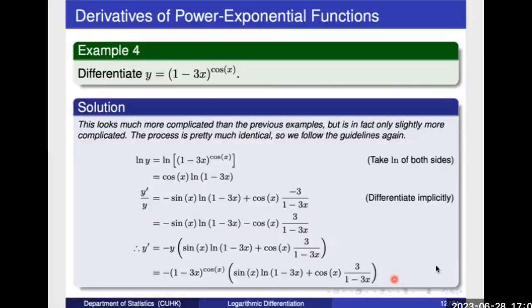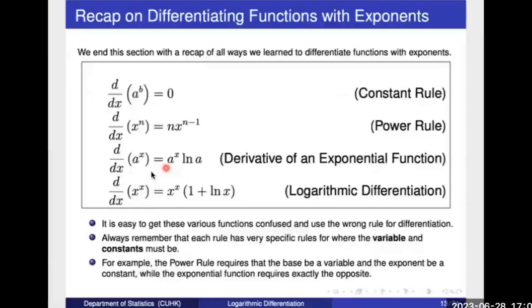We end this section with a recap on differentiating functions with exponents. On screen you can see 4 rules: constant rule, power rule, derivative of an exponential function, and logarithmic differentiation. It is easy to get these various functions confused and use the wrong rule for differentiation. Always remember that each rule has very specific rules for where the variable and constants must be. For example, the power rule requires that the base be a variable and the exponent be a constant, while the exponential function requires exactly the opposite.